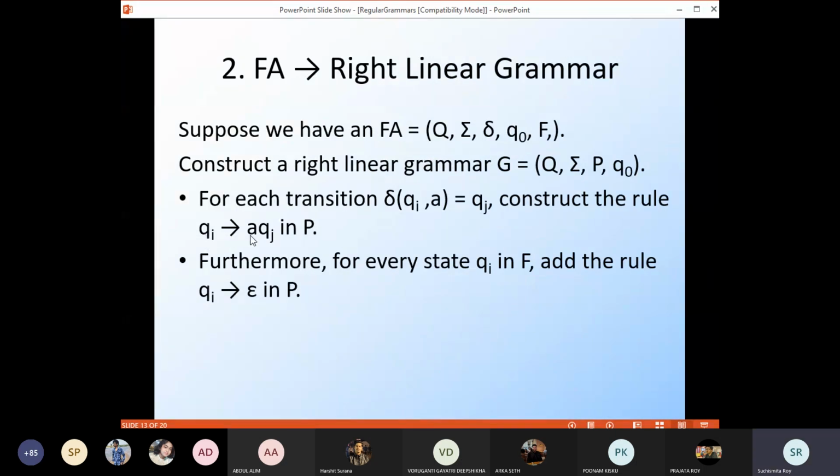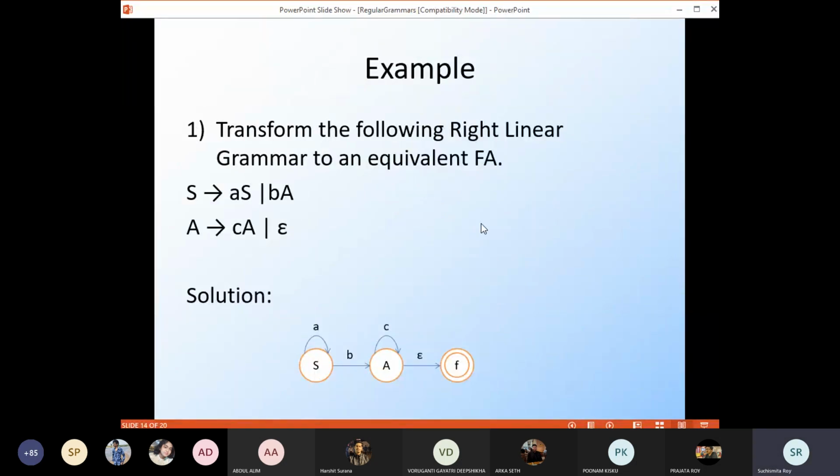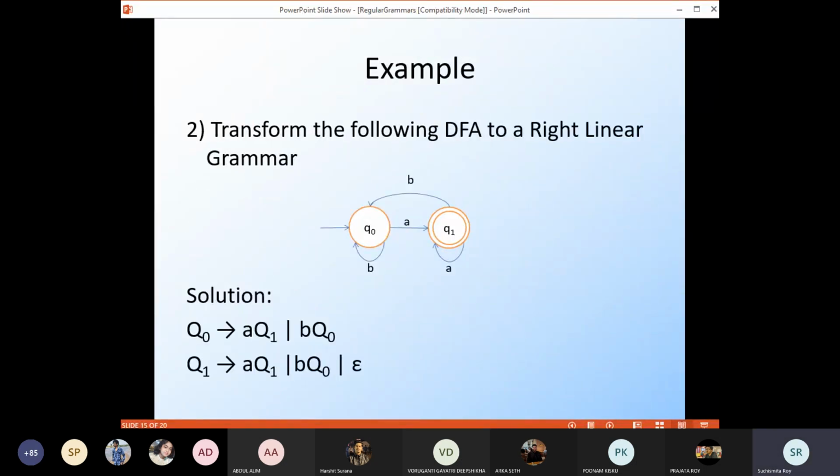Qi gives rise to a production A Qj if there is a transition from Qi to Qj on A. Okay, so which are the rules produced by this? Q0 → A Q1, Q0 → B Q0, Q1 → A Q1, Q1 → B Q0, and Q1 → epsilon.